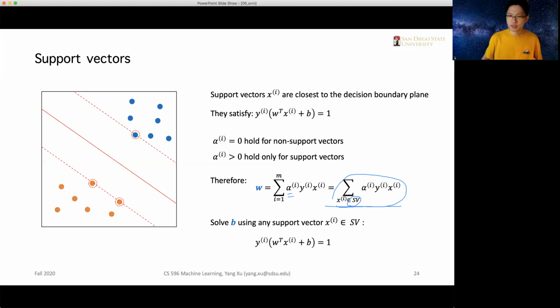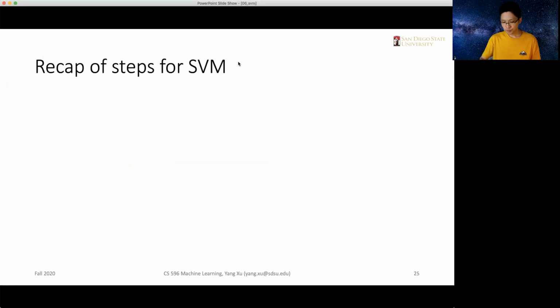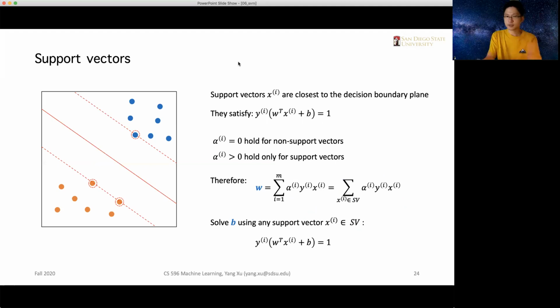And we can solve b using any support vector: substitute it into the equation that a support vector satisfies, and then we can solve b. Because w is known, and x and y from the support vector are also known, b can be solved. So that's basically the final step, how we get w and b after alphas are obtained.